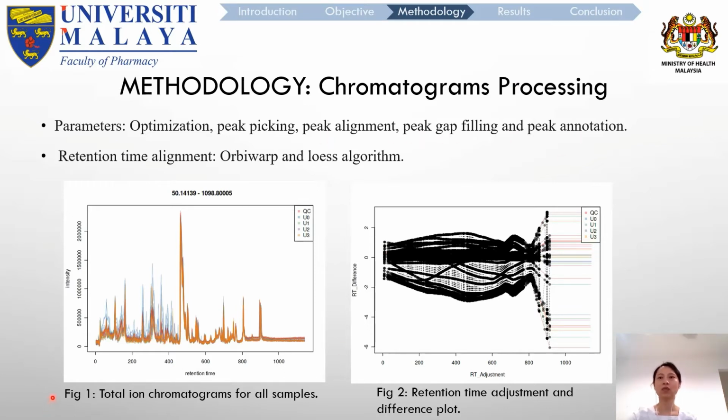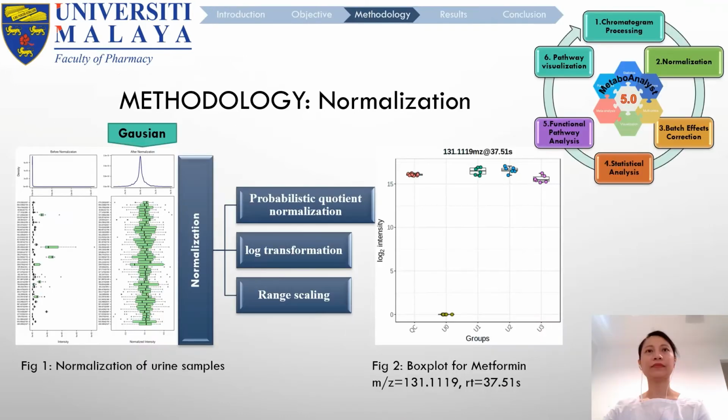Figure 1 is the total ion chromatograms for all the samples. We also perform retention time alignment using the Obiwarp and Loess algorithms. Figure 2 is the retention time adjustment and difference plot. After this, we perform normalization based on probabilistic quotient normalization (PQN), log transformation, and range scaling. Figure 3 is the normalization of all the features to transform them into a normal or Gaussian curve for us to perform parametric analysis in the later part.